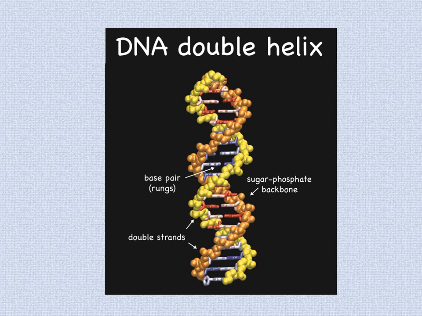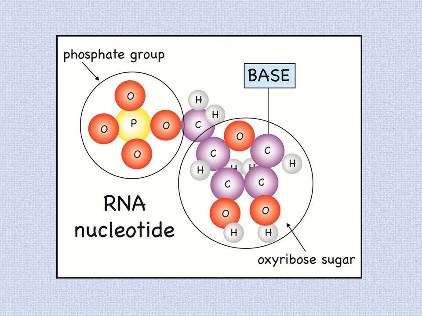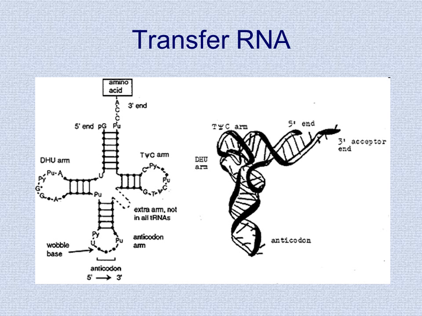The DNA forms as a double helix. And here's a picture of the double helix, the double strands, and the backbone. Now, RNA is a single-stranded molecule, but it's very similar in structure. It has the phosphate group and the ribose nucleic acid. So it's very similar. It's just a single strand.